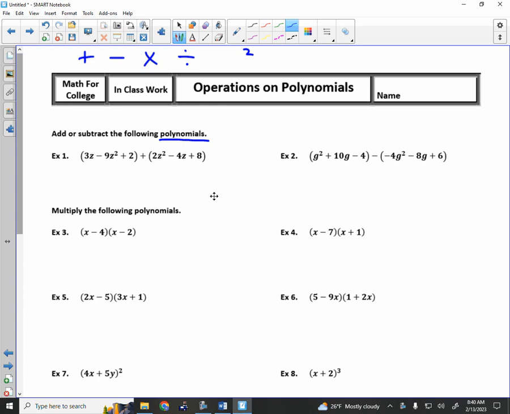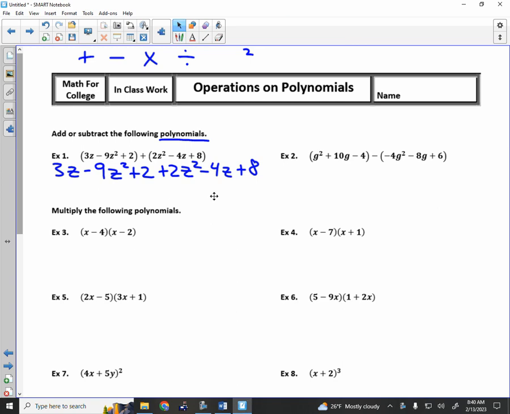Poly just means many, so this is a many-termed expression. And all we do is you identify the operation. A lot of times when people see parentheses, they think multiply. But the operation here is addition. And so all I do, you can even take the parentheses off if that helps you read it. 3z minus 9z squared plus 2 plus 2z squared minus 4z plus 8. So you can think of it just like that.